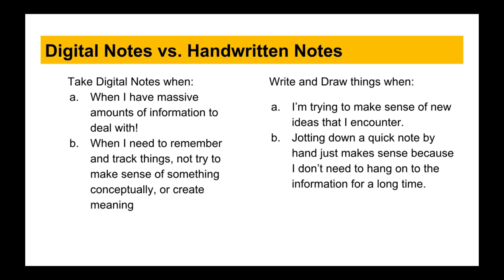But I think digital notes are really important to have when you have massive amounts of information to deal with, and you do need to keep up with the information for a long time. So when I need to track and remember things, not necessarily to try to make sense of it, it's just a massive amount of information, need to keep up with it, need to organize it, then that's when I think it really makes sense to pick one digital tool and use it. And I think Google Keep is so elegant and simple, you'll begin to see why, hopefully during this webcast, I started using Google Keep.